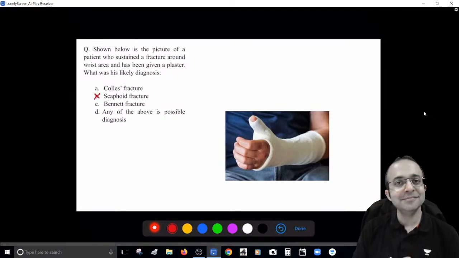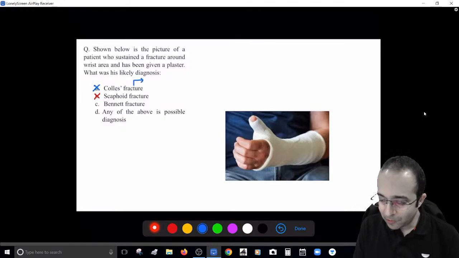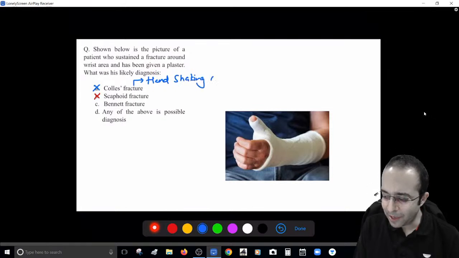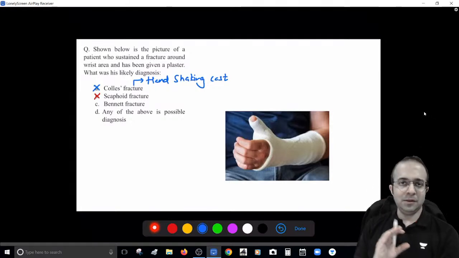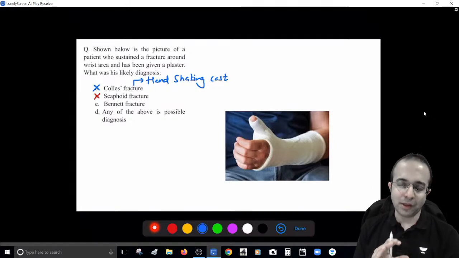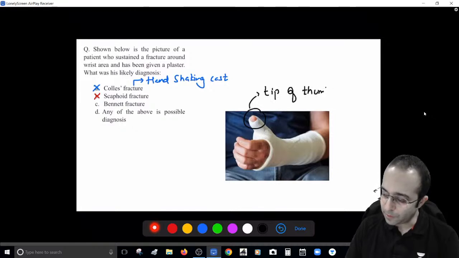No. See, first of all, this is not a Colles fracture, because there you have a handshaking cast and this is certainly not a handshaking cast. It's not even the scaphoid fracture, because it's not a glass holding cast. I'll tell you why. Look at the tip of the thumb. You will find that this tip of the thumb is incorporated in the plaster.